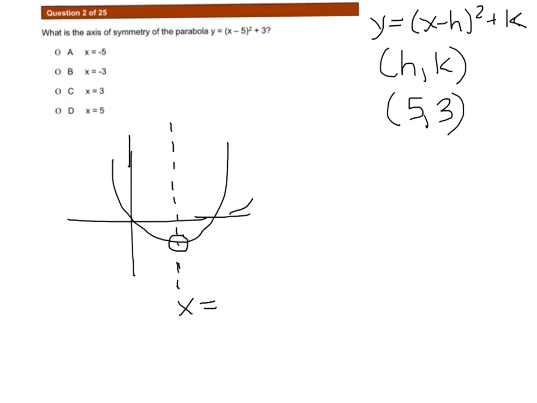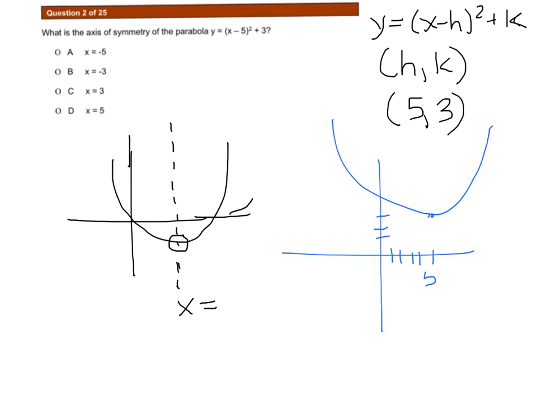So let's draw it in blue now. And we'll do some imaginary numbers here. 1, 2, 3, 4, 5. And 1, 2, 3. Our vertex would be here, and it would go up like this. But our axis would be right here, and it would go through x equals 5, which is letter D.